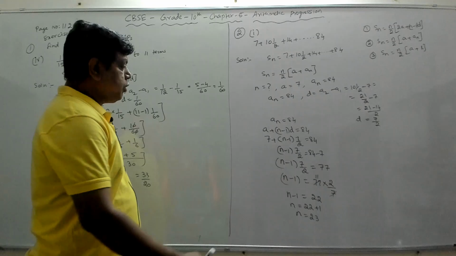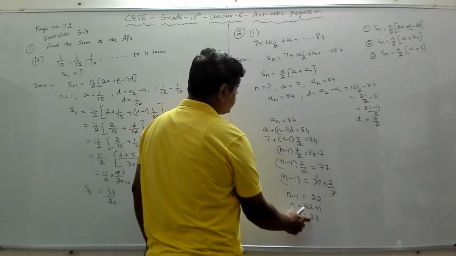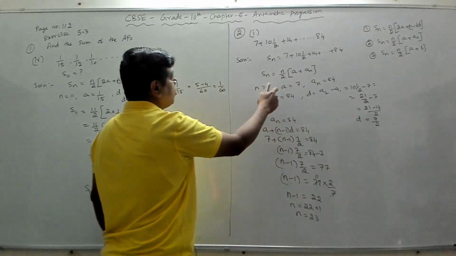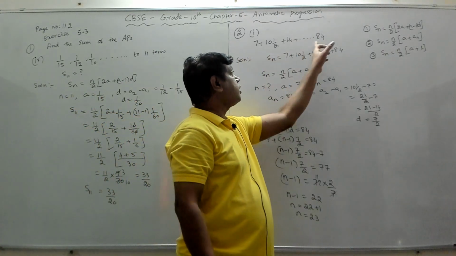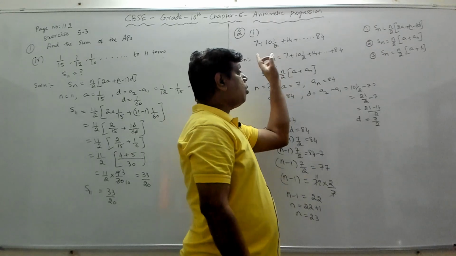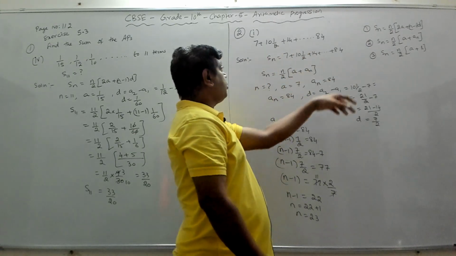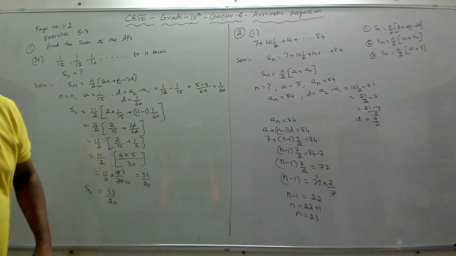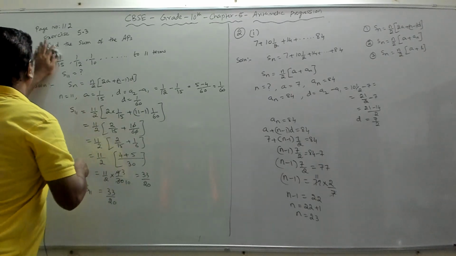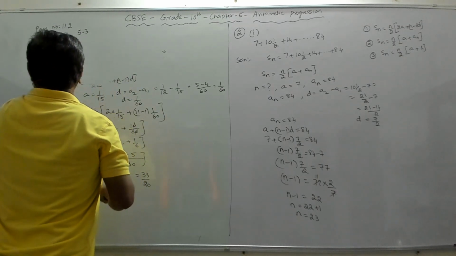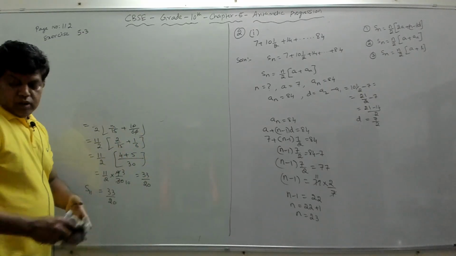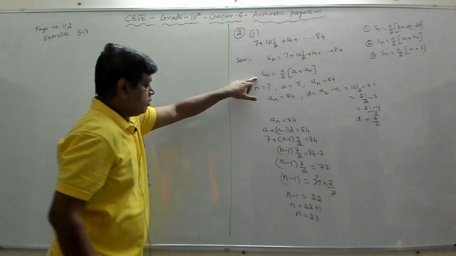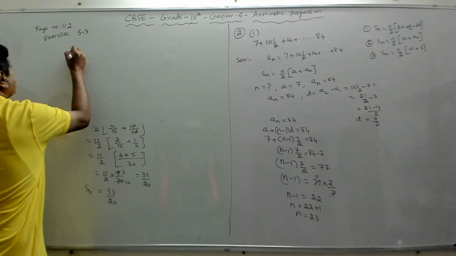Now we know n is 23. After finding n is 23, we need to substitute the n here and find the value of S23. So first we need to find how many terms there are, so that we know how many terms we need to add. We have to find the sum of how many terms. So first we have to find n, which we have found. Now we have to find S23.